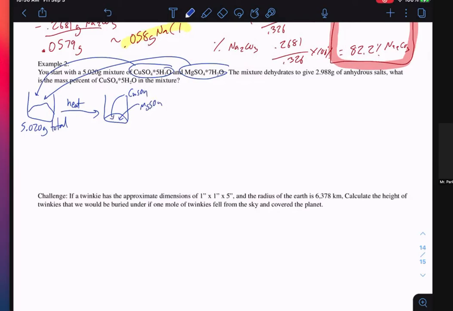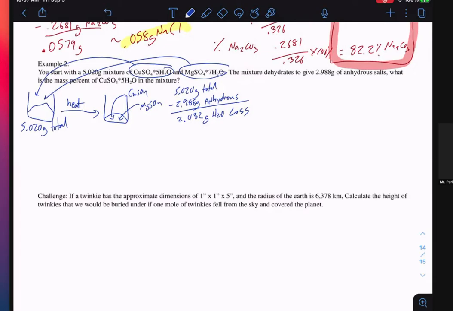What is the first thing you can calculate when you look at this? Mass of the water that's lost. Right, it's mass of water loss. So let's do that. So 5.020 grams total minus the recovered 2.988 grams of anhydrous is 2.032 grams of water loss.